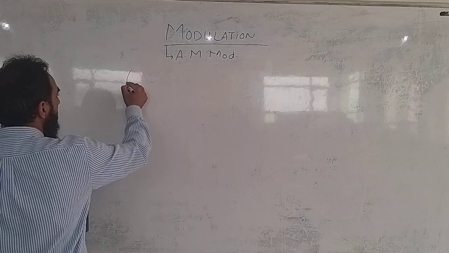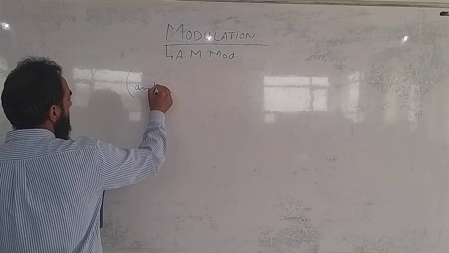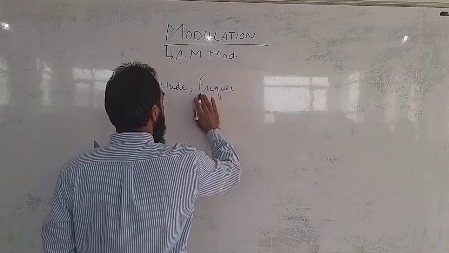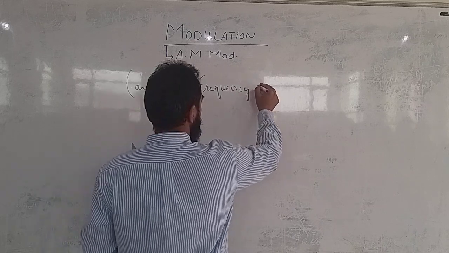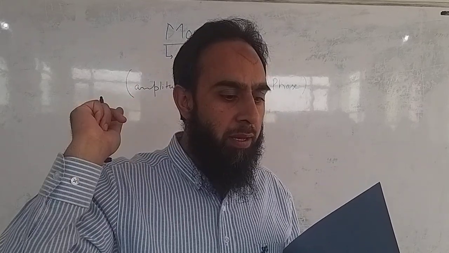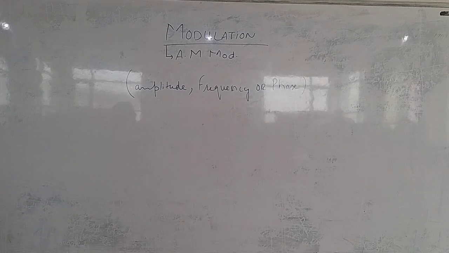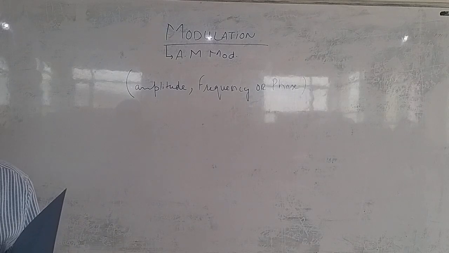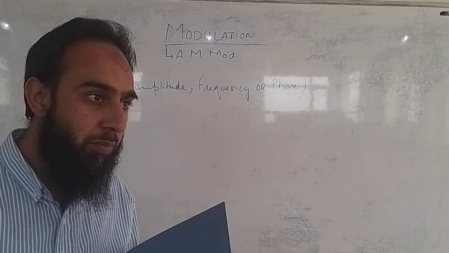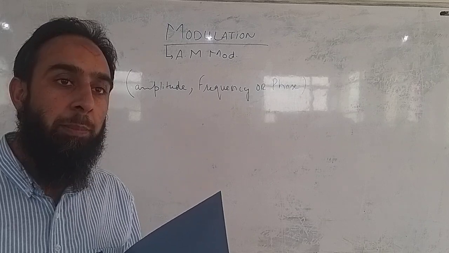of the carrier wave, parameter. So I repeat, it is the process in which one of the parameter, in brackets amplitude, frequency or phase of the carrier wave will be varied linearly in accordance with message signal amplitude variations.